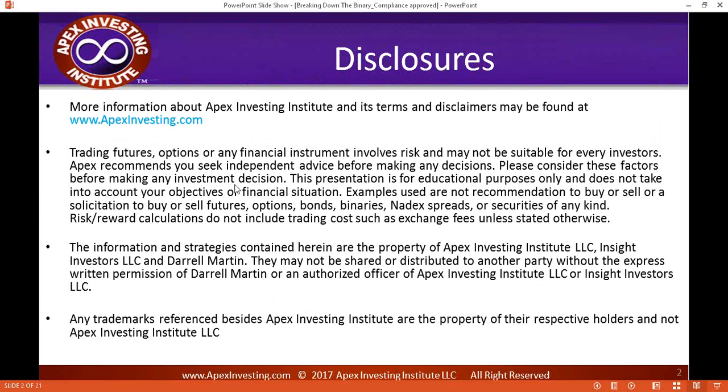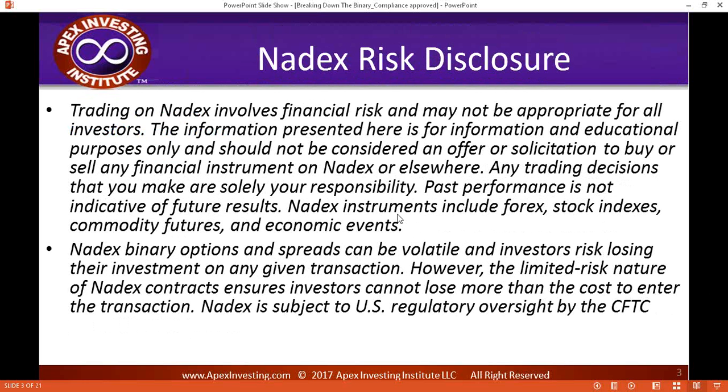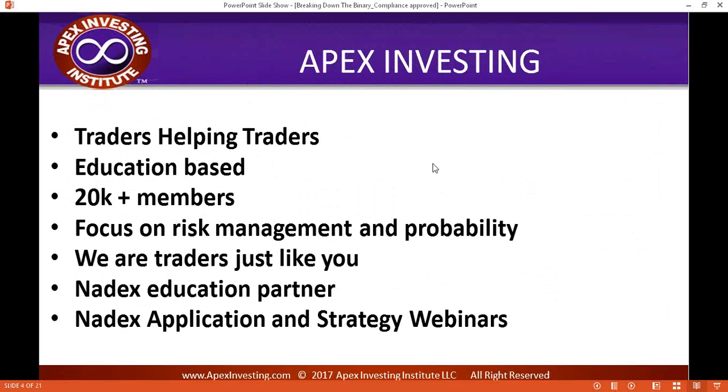Let's knock out our disclosures. Trading futures, options, or any financial instrument involves risk and may not be suitable for every investor. Examples used are not a recommendation to buy or sell, or a solicitation to buy or sell futures, options, bonds, binaries, or spreads. Any trade examples you see or entry of a trade is simply me helping express an idea or showing you how to physically place a trade on the Nadex platform. It's in no way a trade recommendation, and information here in this webinar is for informational and educational purposes only.